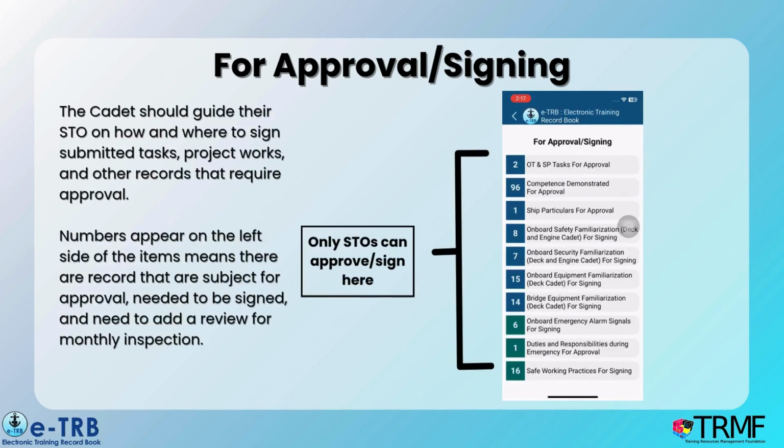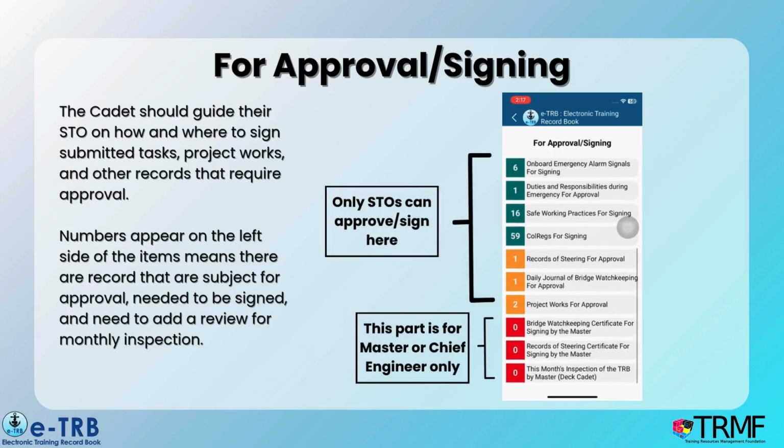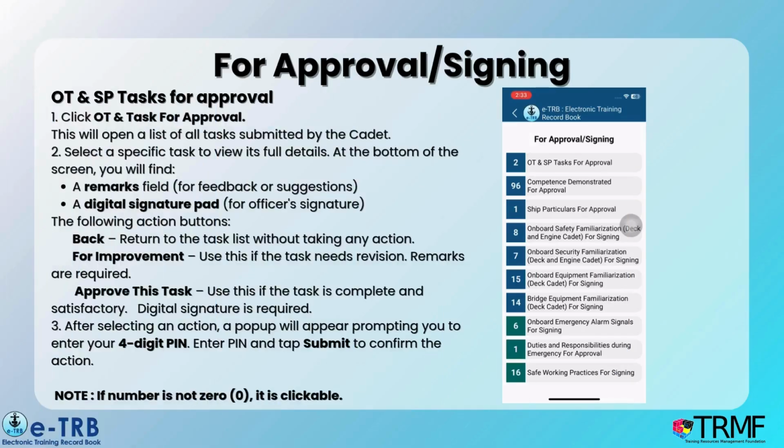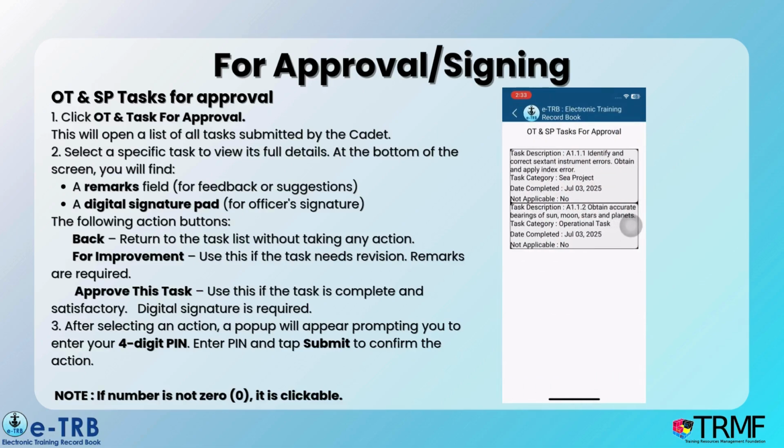The cadet should guide their STO on how and where to sign submitted tasks, project works, and other records that require approval. Numbers appear on the left side of the items means there are records that are subject for approval, needed to be signed, and need to add a review for monthly inspection. 1. Click OT and Task for approval. This will open a list of all tasks submitted by the cadet.